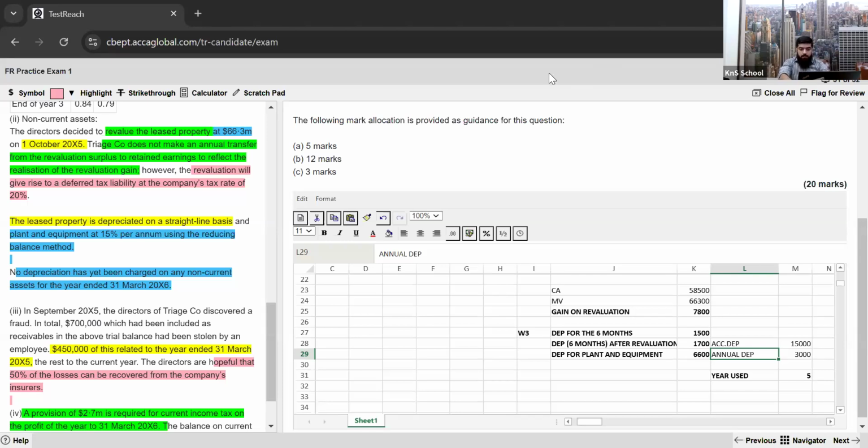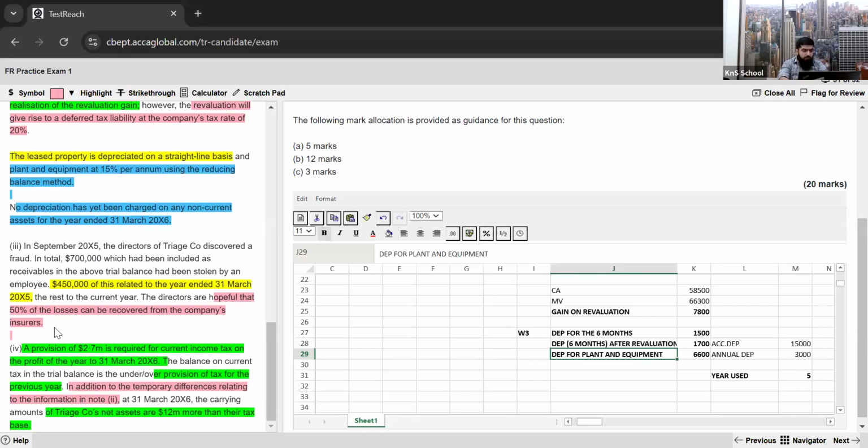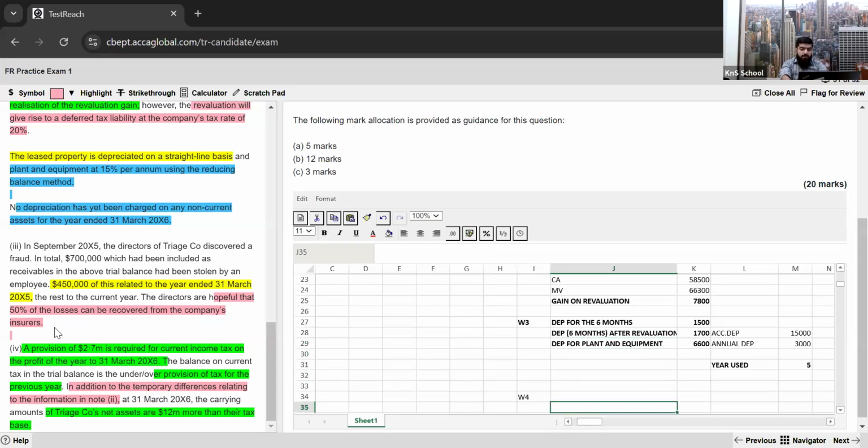Okay. Now that is the depreciation we have calculated. So now adjustment number 2, we have accounted for that. We have revalued the asset. We have depreciated the asset before and after the revaluation, and the plant and equipment is also being depreciated. Now let's move on towards working 4, which is related to some fraud of account receivable. Let's see what it is.